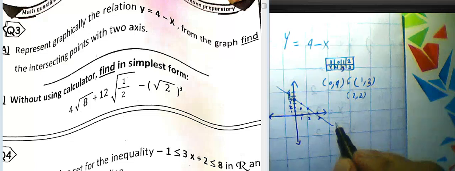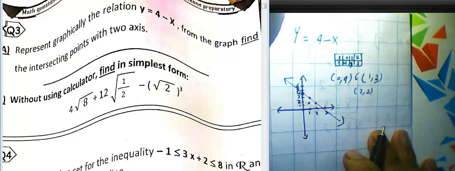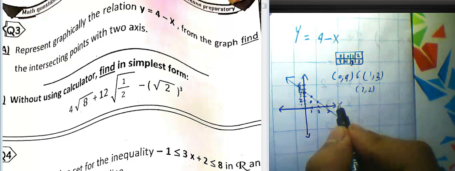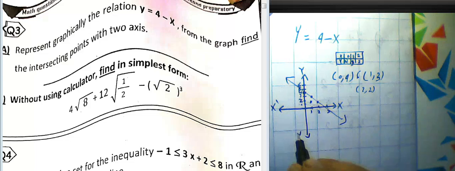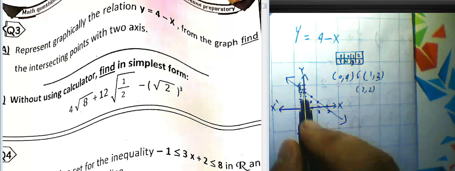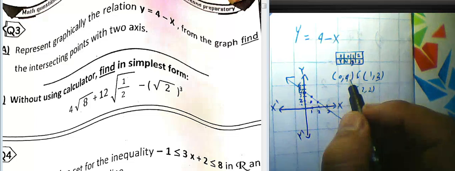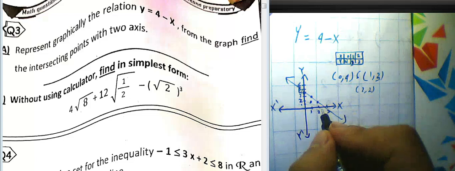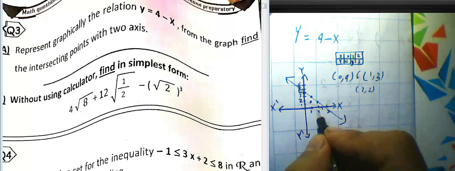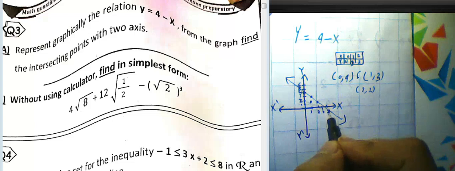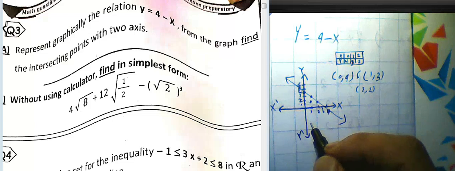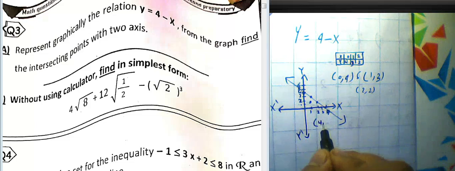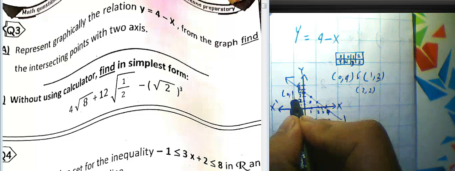Draw a straight line here through the 2 points on the axes, the intersection with the x-axis and y-axis, at the point (0, 4) here. Let y equal 0, then x equals 4. The points are (3, 1), (2, 2), (1, 3), and (4, 0). Okay, the order of the 2 intersection points, we must write (4, 0) and here (0, 4).